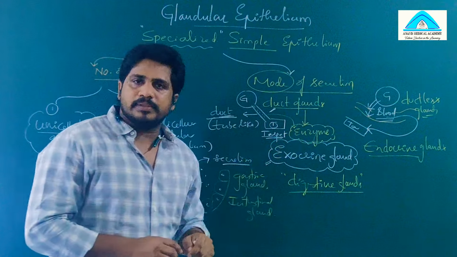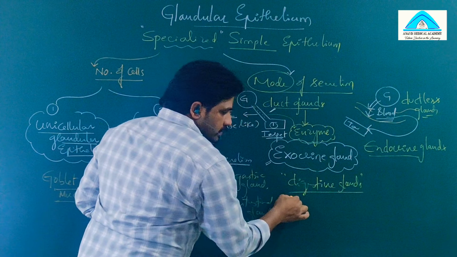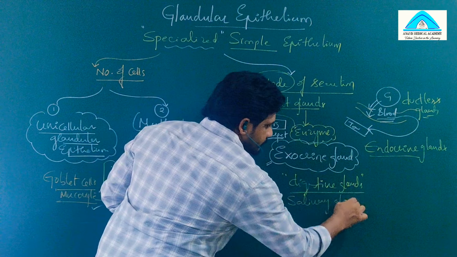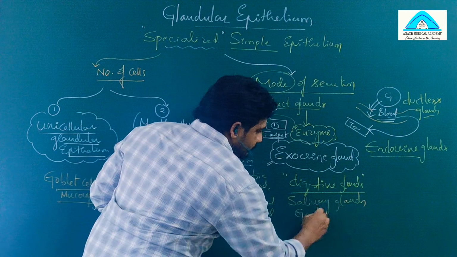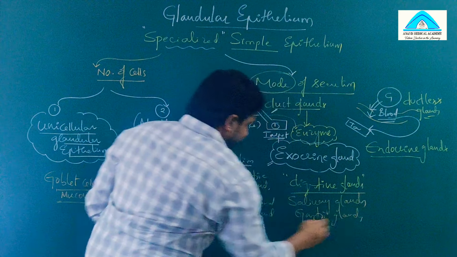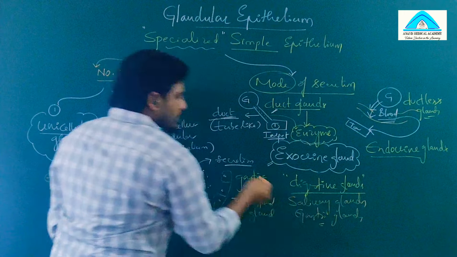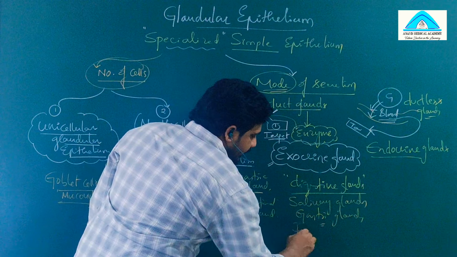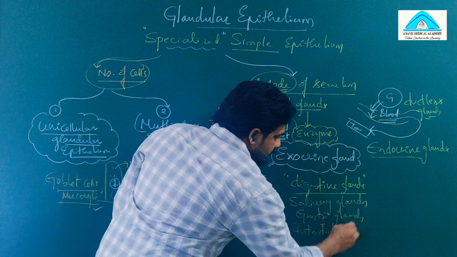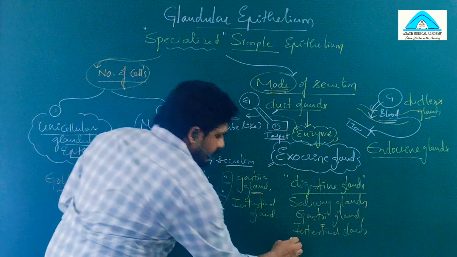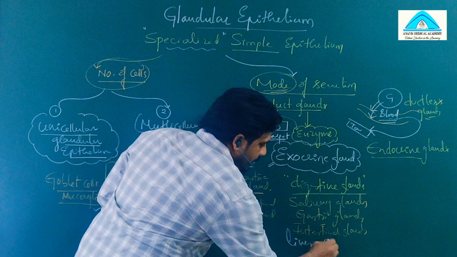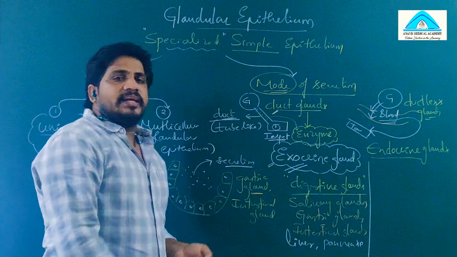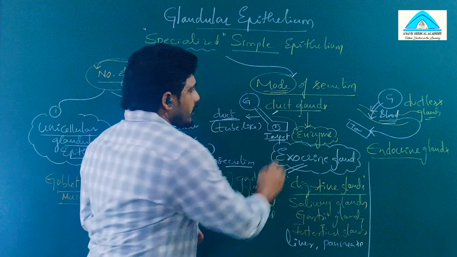Let us see both the examples in detail. Exocrine glands, examples: digestive glands such as salivary glands, gastric glands. Don't confuse: I have given gastric glands as an example here and here, but this is according to the number of cells, and this is according to the mode of secretion. Next, intestinal glands, liver and pancreas. All these come under examples for exocrine glands. The exocrine glands secrete a chemical called enzyme.